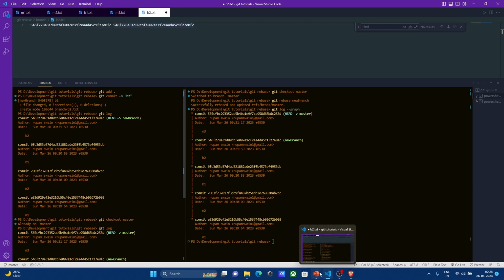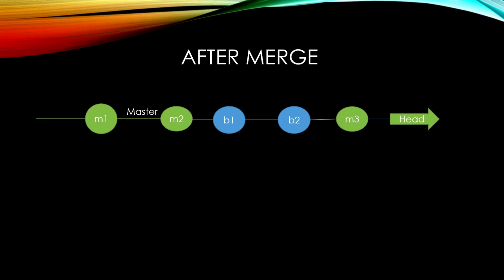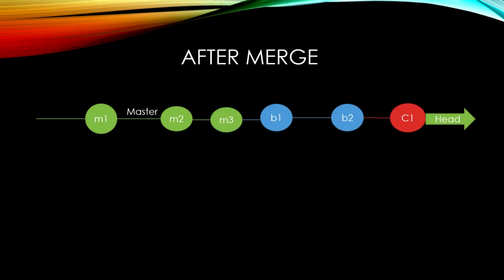So if I show you the difference between the recursive merge and the rebase, then in our recursive merge, whenever the branch was being merged with the master branch or vice versa, then after the latest commit of the branch, the merged branch or the branch to be merged, the commits of that branch were added there, right?